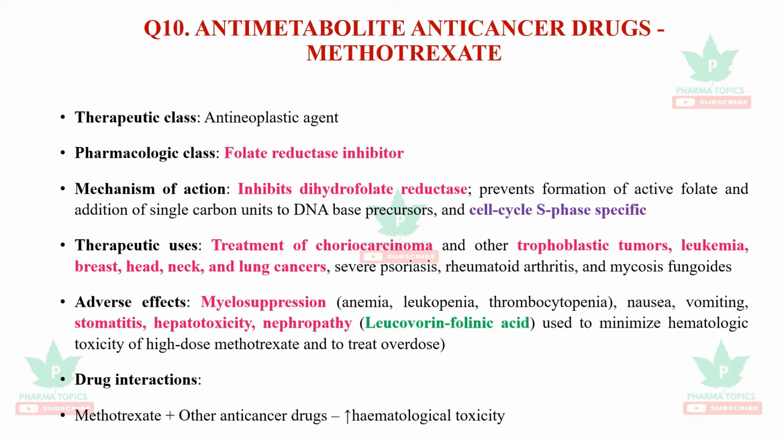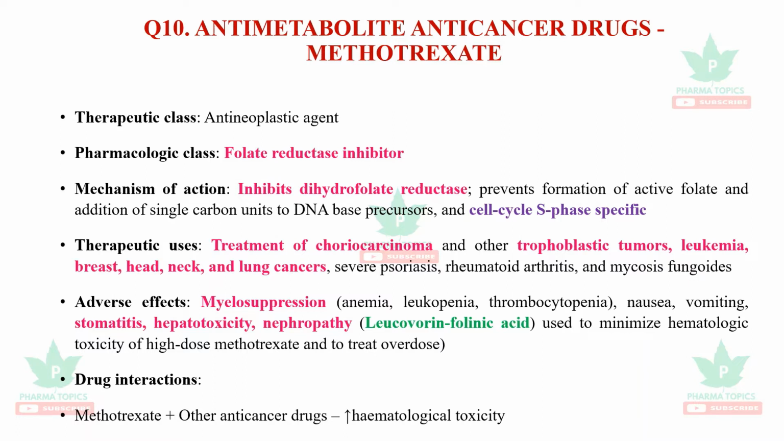Question number 10, a short note on methotrexate. In several question papers, methotrexate has been asked. It's a very important question. It's a folate reductase inhibitor used as an anti-cancer drug. It inhibits dihydrofolate reductase in the cancerous cells, and it inhibits the formation of purines and pyrimidines for the DNA. It is cell cycle specific, S-phase specific.